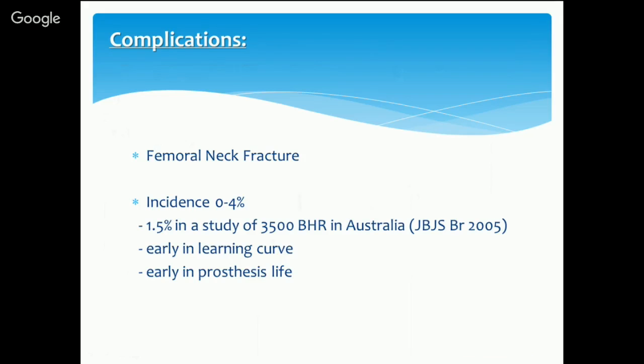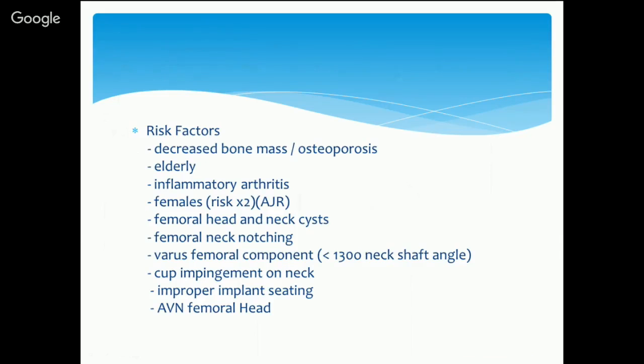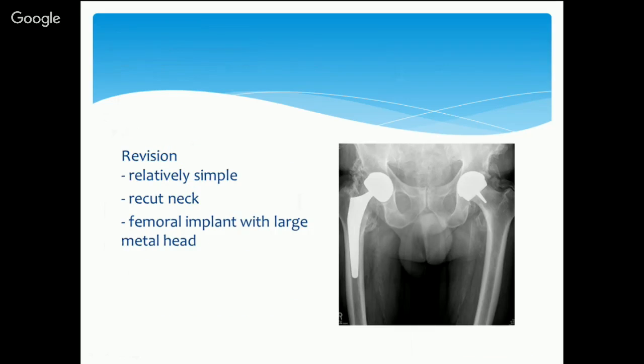So the complication is femoral neck fracture. This is the most common complication. It is early in the learning curve. There are risk factors: if there is inflammatory arthritis, if the patient is female, if there is a large head size, if there is a varus position of the femoral neck, or impingement. These all increase the fracture risk. If there is a femoral neck fracture, it is very easy. We just convert it into a total hip. We remove the component, put in the stem, and convert it into a total hip.